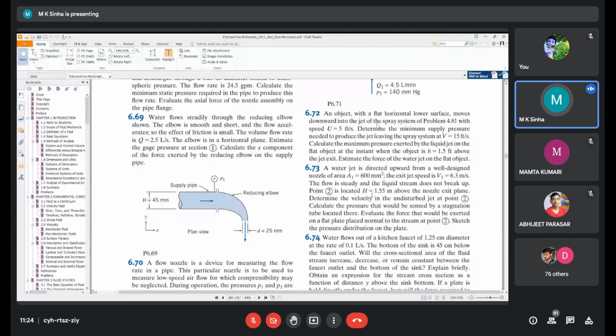Determine the velocity in the undisturbed jet at point 2. Calculate the pressure that would be sensed by a stagnation tube located there. Evaluate the force that would be exerted on a flat plate placed normal to the stream at point 2.